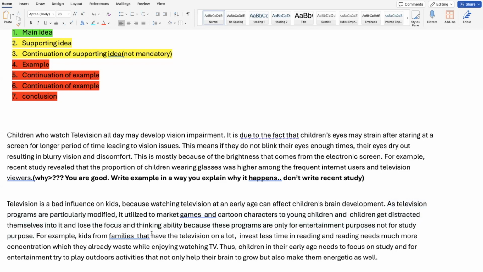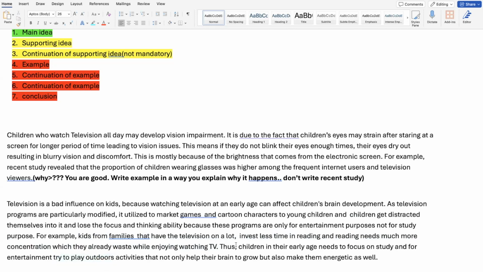For example, kids from families that have the television on a lot, watch a lot, invest less time in reading, and reading needs much more concentration, which they already waste while watching. It could have been written in a different way, right? Kids waste their entire time on television, which leaves them very little time to study. That's what you should have started with. It's an addiction. Then probably all this would have made sense.